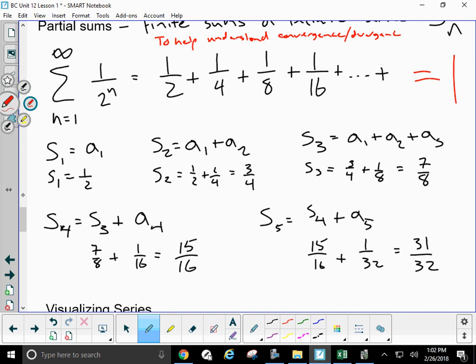And we can even write this as an expression of S sub n. This is the numerator, 2 to the n minus 1, over the denominator, 2 to the n. Okay, and we'll talk about what we can do with that expression for S sub n.